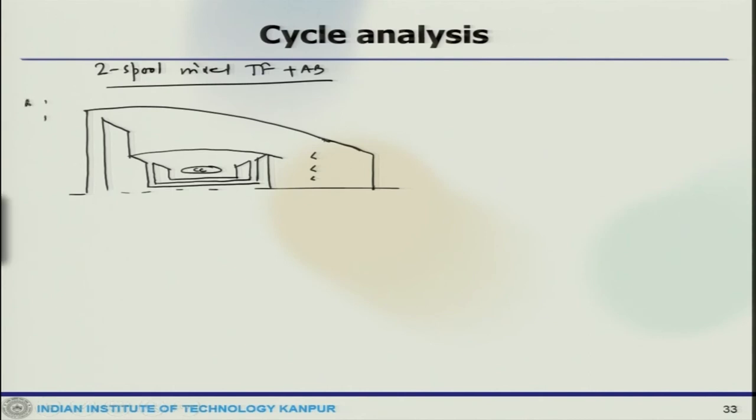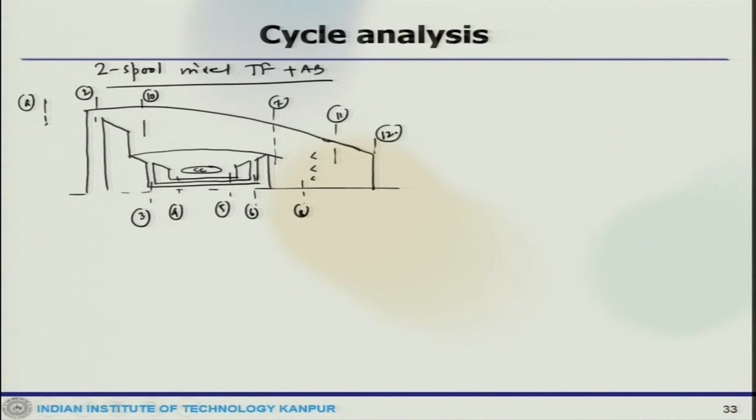So this is station 1 AA, then this could be 2, here is 3, 4, 5, 6, then this is 7, 8, then this is 10, afterburner would be 11, finally it is 12. So that's how it looks.